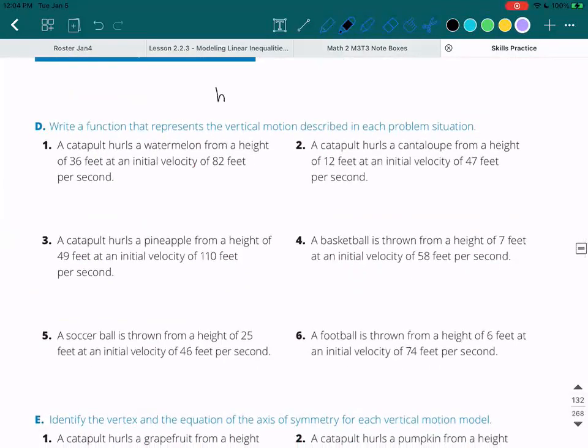I'm going to write the equation up top. Okay, here's our equation. So for number 1, it says a catapult hurls a watermelon from a height of 36 feet. This is the initial height. If you hurl it from that height, this is your initial height. This is your h naught. At an initial velocity of 82 feet per second. This is your v naught. It's your initial velocity, so that's your v naught.